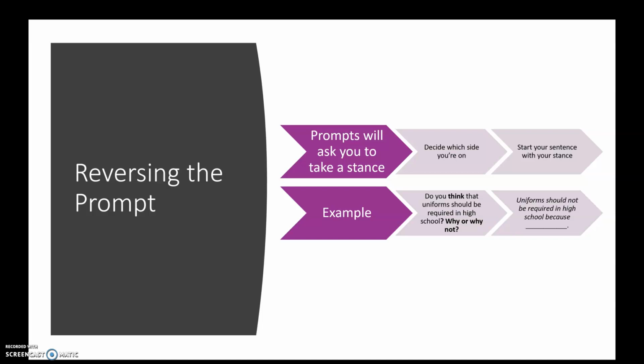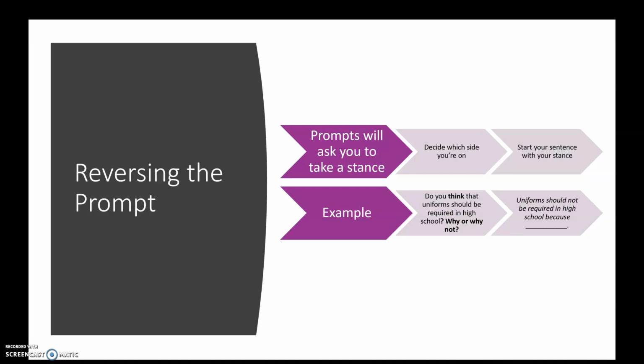So the first thing you want to do is decide your stance. What side are you on? And you're going to start your sentence with your stance. So for example, do you think that uniforms should be required in high school? Why or why not? You can see that I've highlighted some words from the prompt words before to show that this is in fact a persuasive prompt.